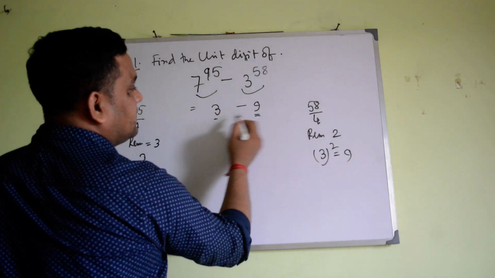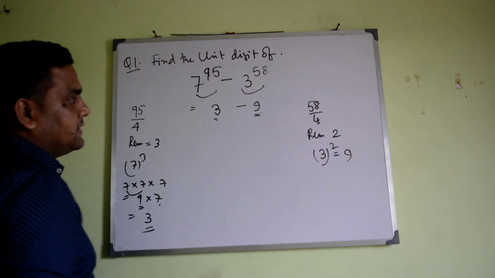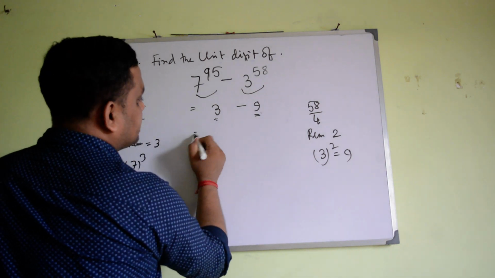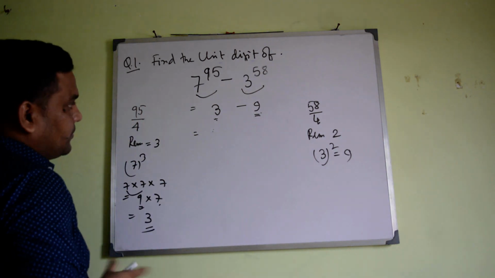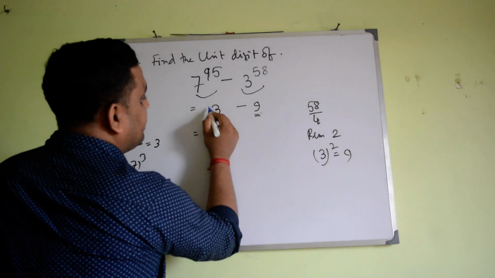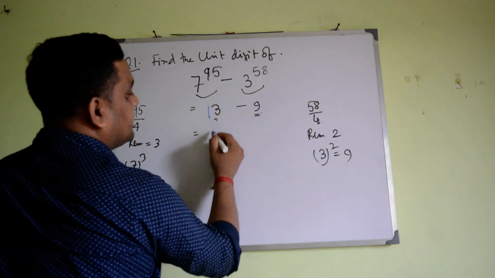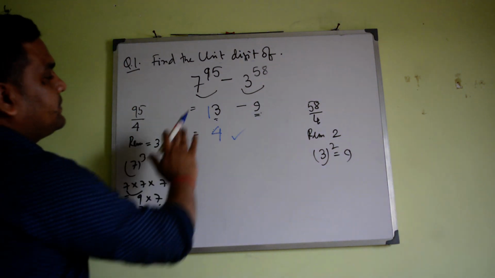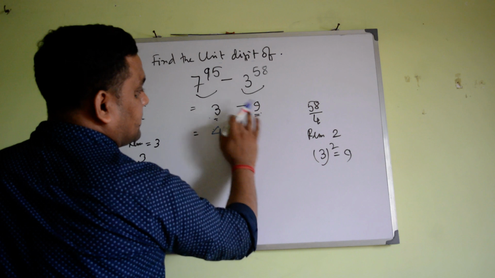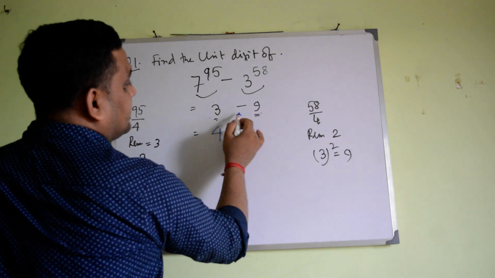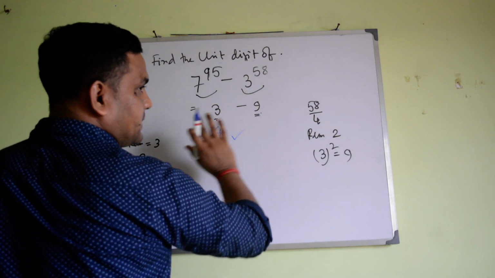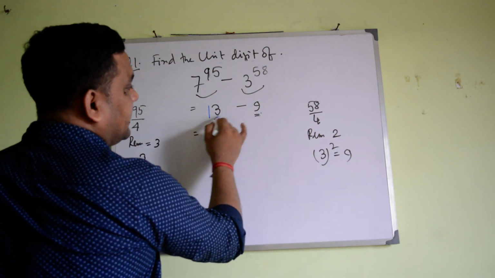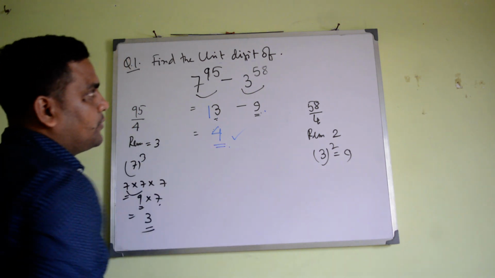So here you can see 9 is greater than 3. In that case, when this happens, you just add 1 here. So 13 minus 9. What is your answer? Your answer becomes 4. Clear? If this number is less than that number, I mean more negative, then your answer is minus 6 in that case. But you can't write minus 6. In that situation, you just add 1 here. So 13 minus 9, what is your answer? 4.